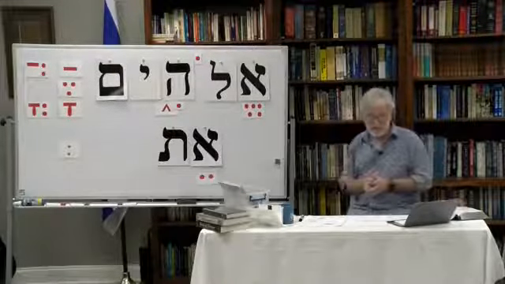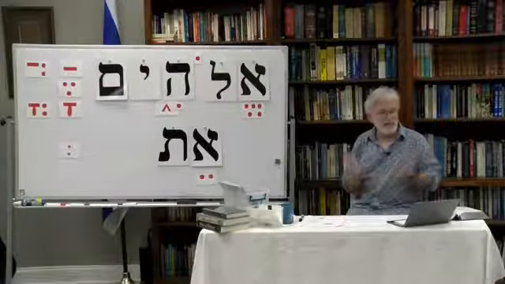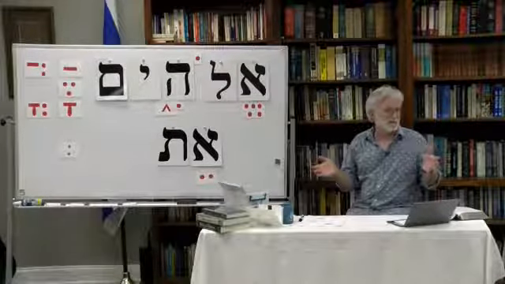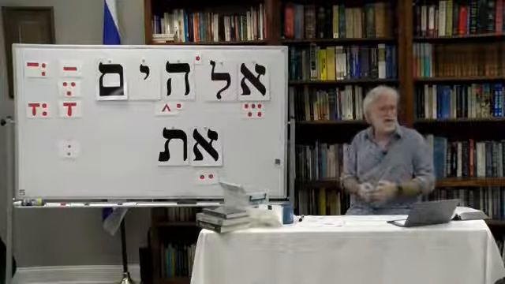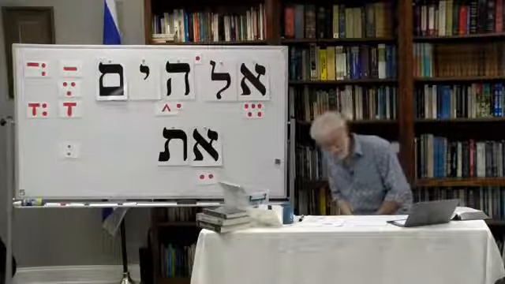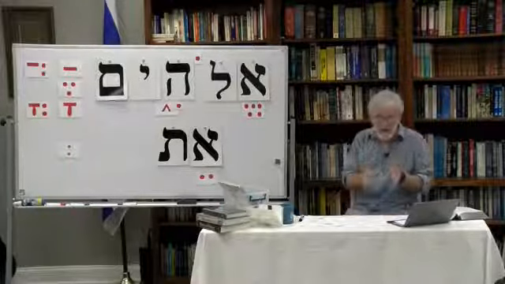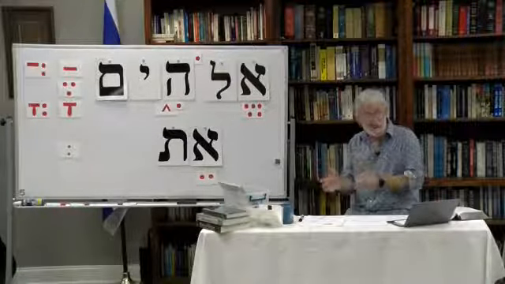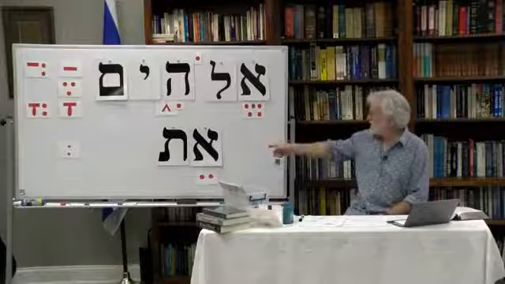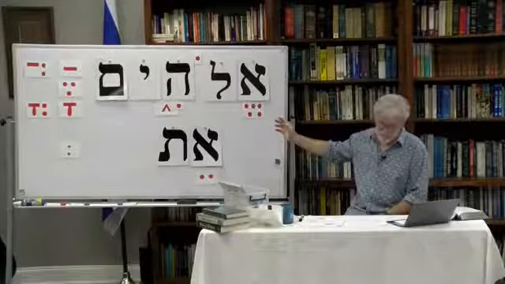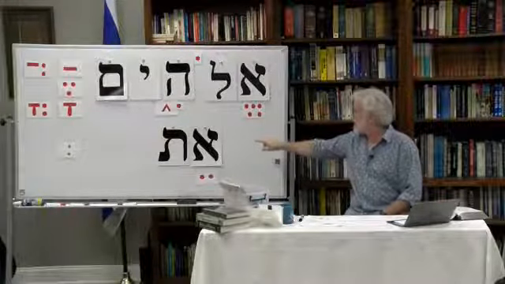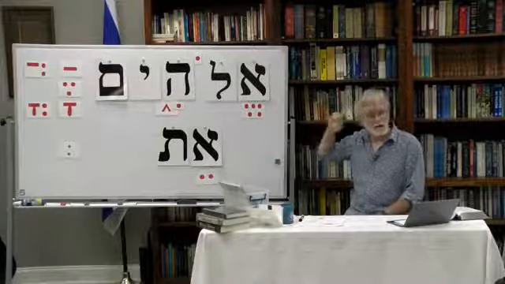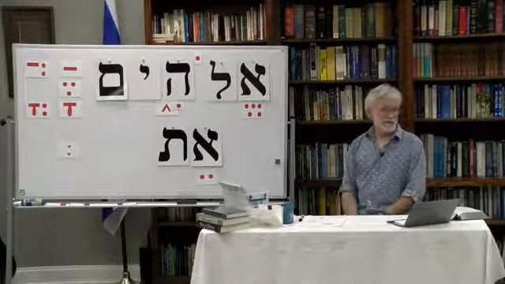A direct object can be definite or indefinite. In other words, it doesn't have to be something specific. It can be indefinite. If it's definite, like the heavens and the earth, you will generally see the sign of the direct object. You will generally see this. So this et occurs thousands of times in the Hebrew Bible.